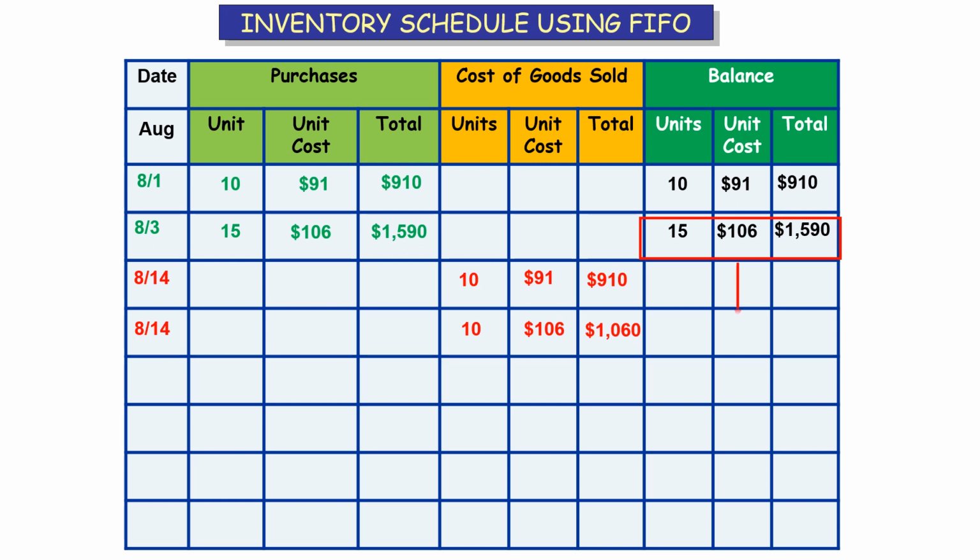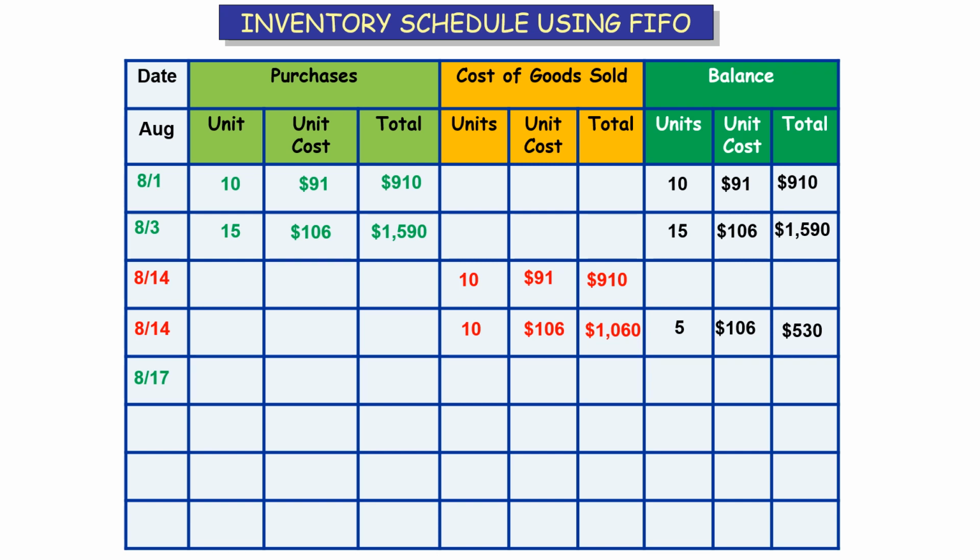Now let's update the balance. Since we sold the first purchase, it is gone. From the second purchase of 15 units, we sold 10. That leaves us with 5 units at 106. That's 530 in total. Let's continue to update this table.